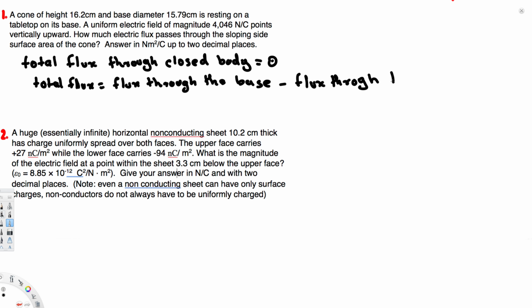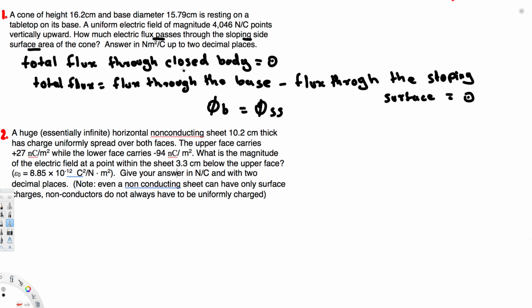Through the sloping surface, and that is equal to 0, right? We found our total flux is 0, so this minus this is equal to 0. Therefore these two should be equal. So let's call this one B: flux B should be equal to flux sloping surface. Okay, now if we find one of them, we can find the other. So here the question is asking to find out flux through the sloping side of the surface area. Now if I can find the base, that's going to be equal to the sloping side, right?